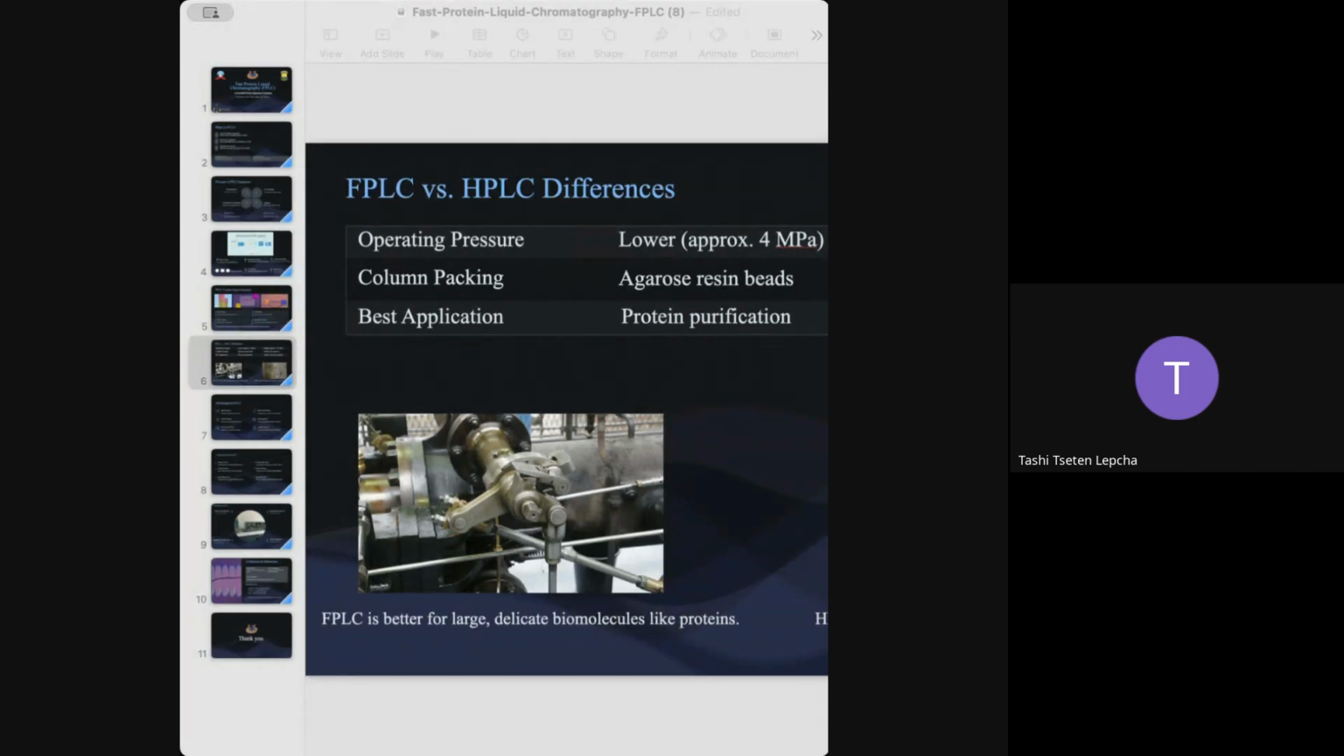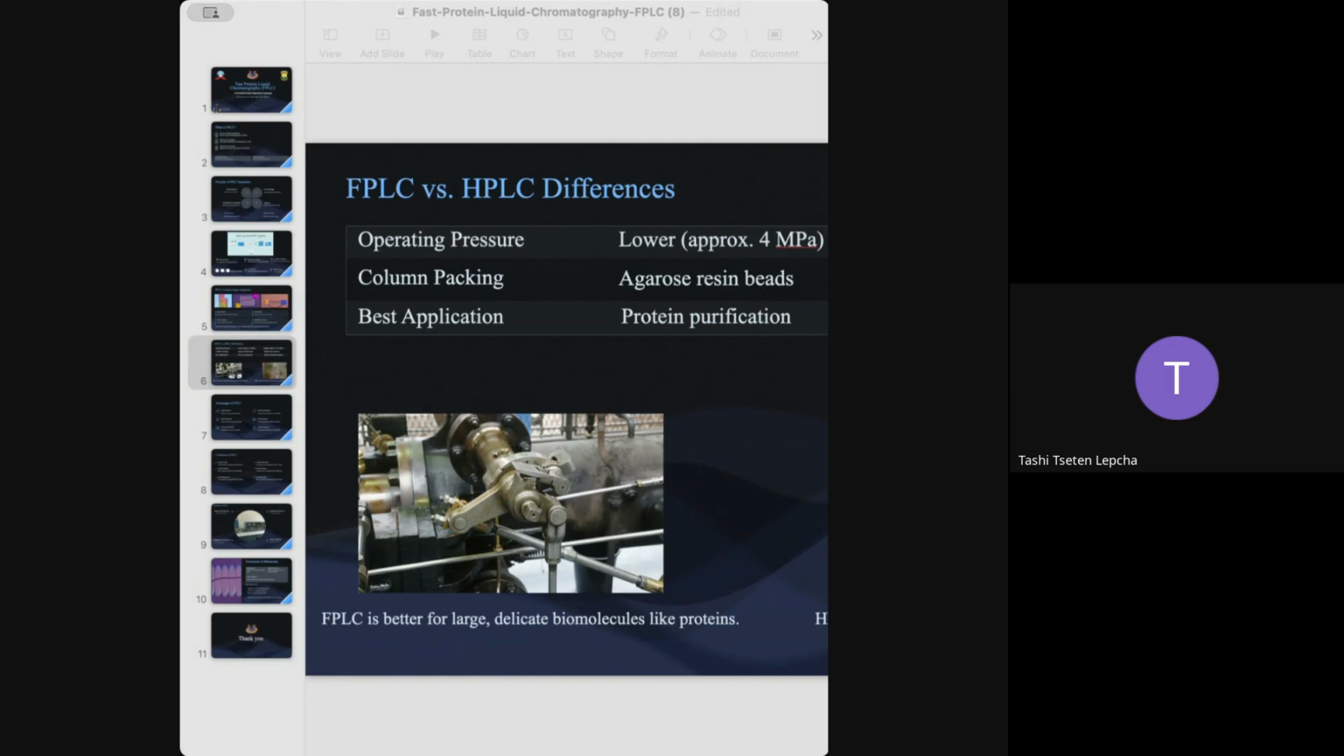So now comes the classic comparison between FPLC and HPLC. Both are chromatography techniques, but they are used for different kinds of work. FPLC works at lower pressure, around 4 megapascal. Using soft agarose beads, it's gentle and safe for large delicate proteins.